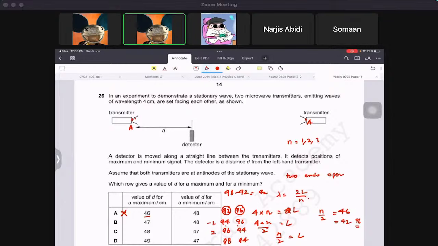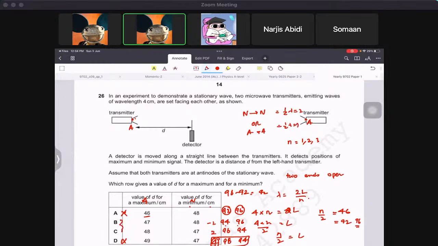So this is also wrong, because between an antinode and a node, there should be a quarter lambda, not this, right? So it's showing me full lambda. So the distance from node to node, or antinode to antinode, should give you half lambda, which is 2 centimeter in this case, right? So only these two make sense to me.